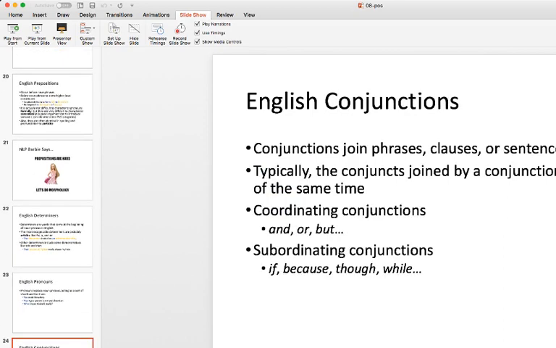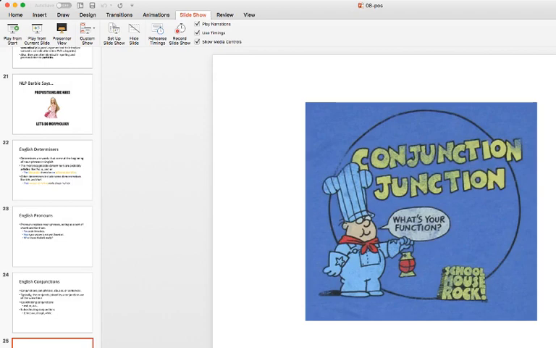So we have conjunctions. Conjunctions join phrases together. It's like you take a phrase of type X and another phrase of type X, put the conjunction together in them, and you get a bigger phrase of type X. These include coordinating conjunctions like and, or, and but also subordinating conjunctions like if, because, though, while, however, and so on.